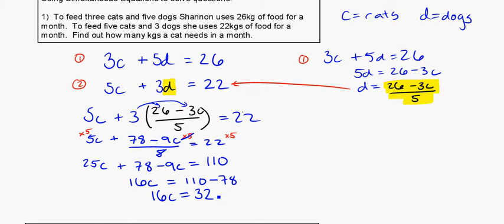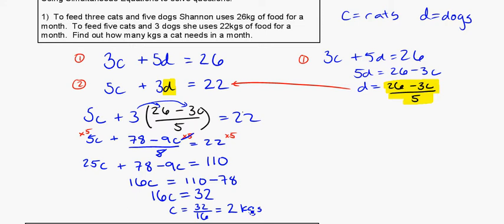And hey, we're almost there. That 16 times c is equal to 32, so doing the opposite, we're going to have c is equal to 32 divided by 16, which is, in fact, equal to 2. So cats use 2 kgs a month.